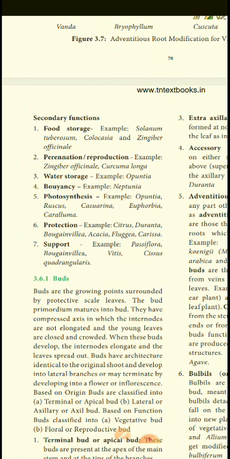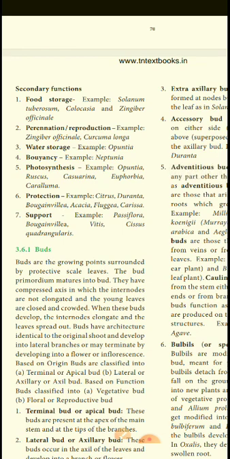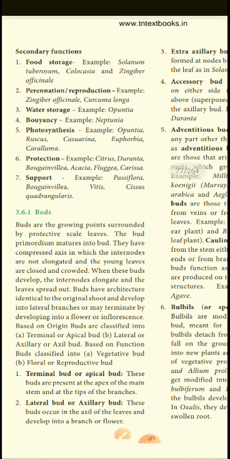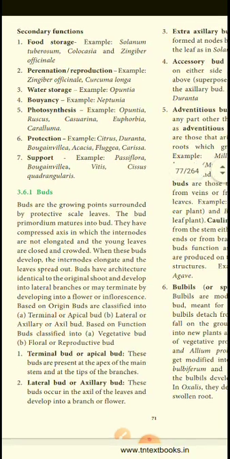Examples: Solanum tuberosum, Colocasia, Zingiber officinale, Curcuma longa. For photosynthesis: Opuntia, Ruscus, Casuarina, Euphorbia. For protection: Citrus, which includes lemon, Duranta, Bougainvillea, Carissa. These spines give protection to the plant. For support: Passiflora, Vitis, Cissus. These give support.